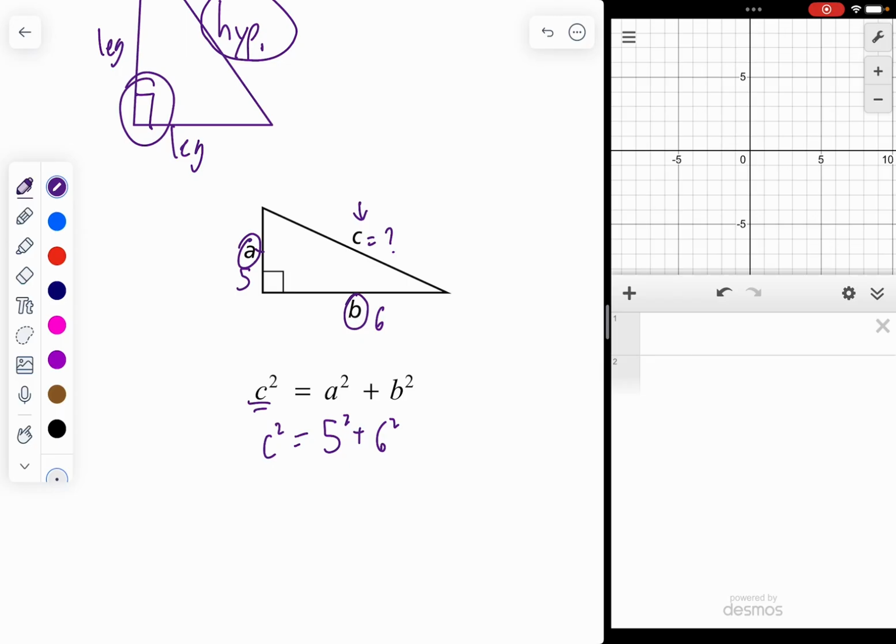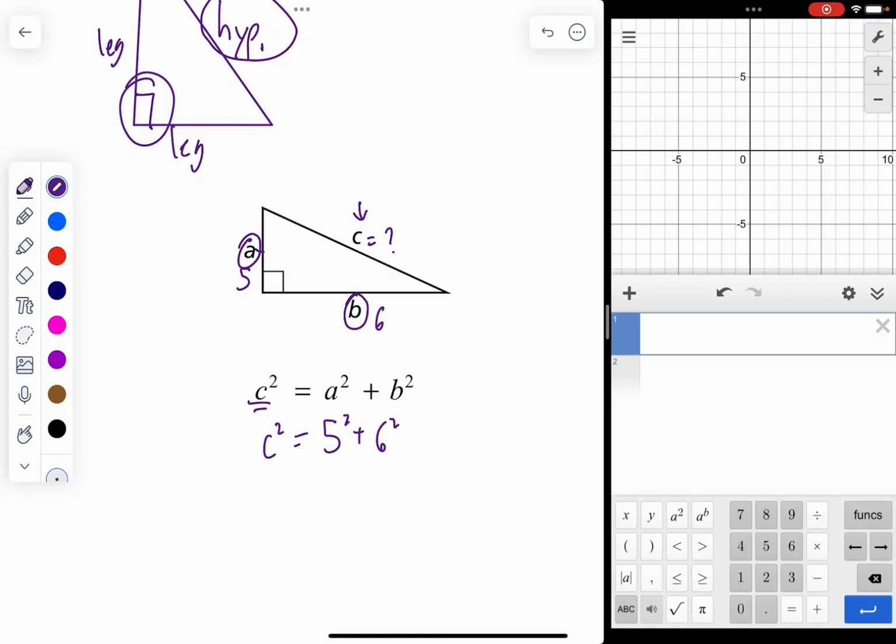Anytime you have to deal with squaring, and eventually we're going to need to square root a lot of these answers, we're going to need the calculator. So I have Desmos on the side right over here, and I'm going to go back and forth to Desmos and using the calculator. Of course, you got the Casio calculator, so you can use those too.